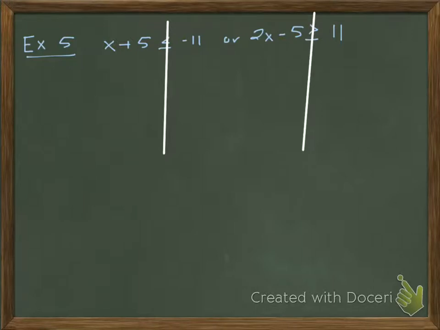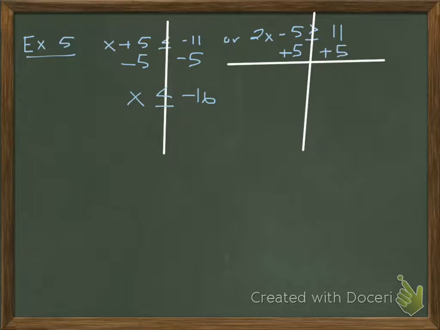So to get x by itself over here, I've got to subtract 5 from both sides, and I get x is less than or equal to negative 16. Over here, I've got to add 5 to both sides, and I'm going to end up with 2x is greater than or equal to 16. Divide both sides by 2. And x is greater than or equal to 8.